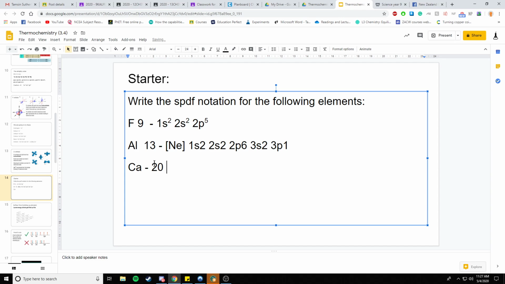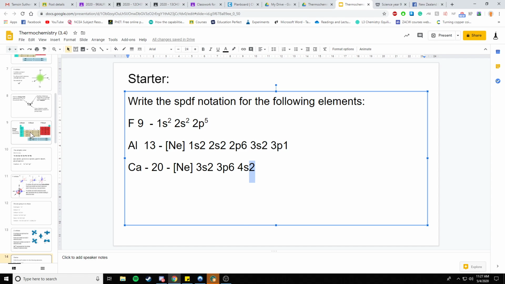Calcium is element number 20, so it's got 20 electrons. I am not going to write down the whole thing, so I'm just going to write down neon to save some time. And then we've got 3s2, 3p6. How many is that? That's 18. We need 2 more, and 4s2 is our extra electrons.